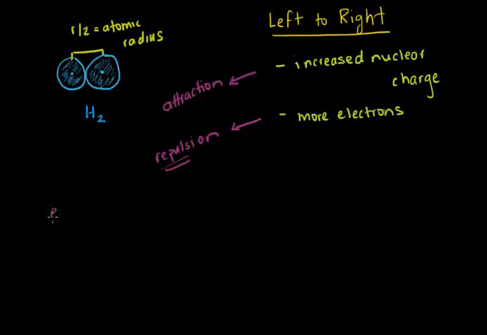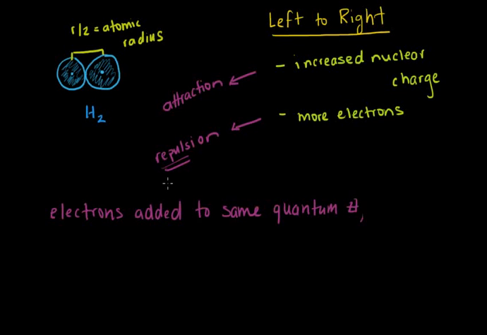It's an important concept. Electrons added to the same quantum number, so in this case the 4th period, do not greatly increase repulsion.